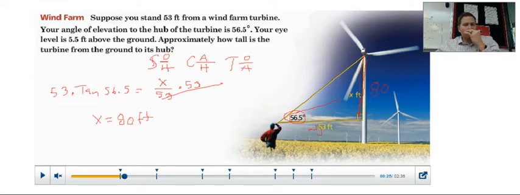Well, it told us in the very beginning, though, that your eye level is 5 feet above the ground. So this person's looking straight out, but he's only 5.5 feet tall. So if we want to know how tall this whole turbine is, my answer, combining those together, is going to be 85.5 feet. Approximately, it's going to be that tall right there. Okay? Alright, let's go to the next one.